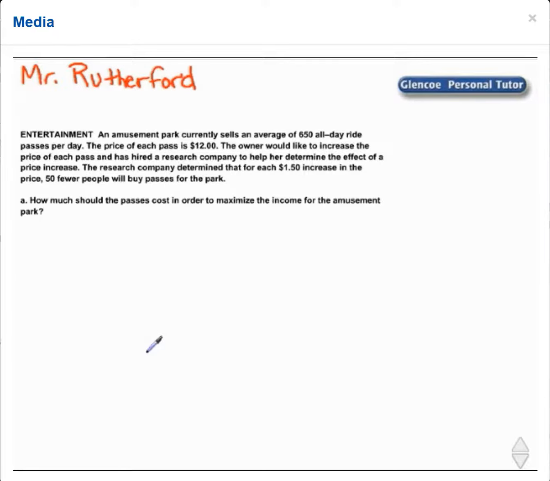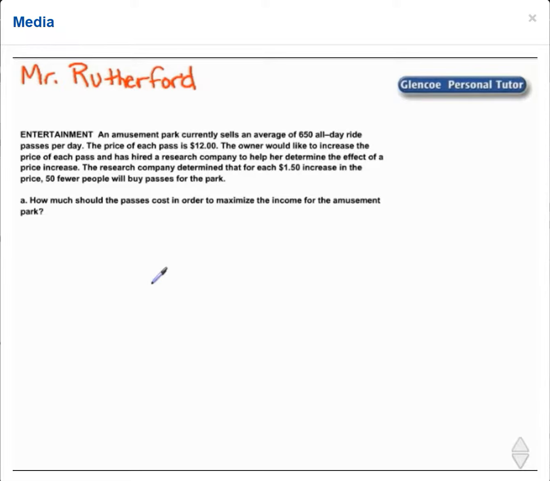Entertainment. An amusement park currently sells an average of 650 all-day ride passes per day. The price of each pass is $12. The owner would like to increase the price of each pass and has hired a research company to help her determine the effect of a price increase. The research company determined that for each $1.50 increase in the price, 50 fewer people will buy passes for the park. A. How much should the passes cost in order to maximize the income for the amusement park?